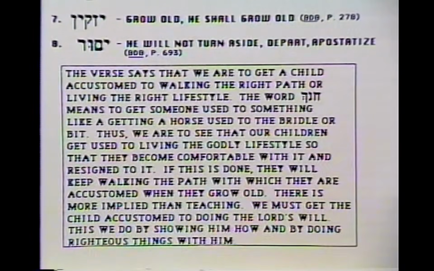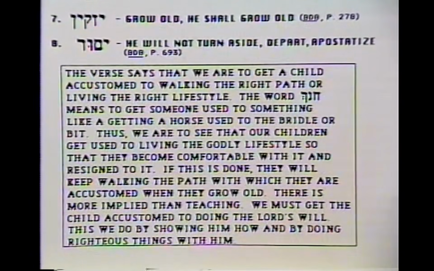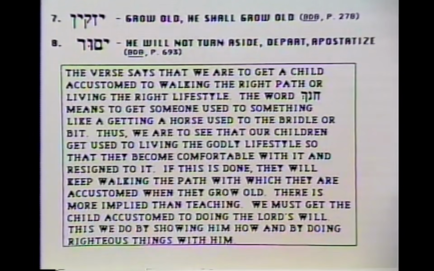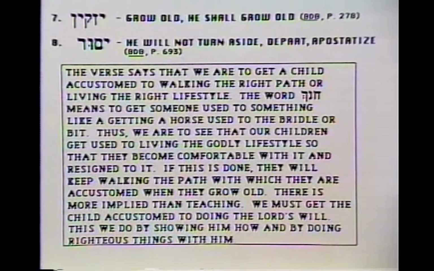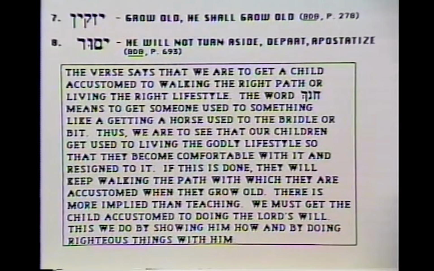or bit. Thus, we are to see that our children get used to living the godly lifestyle so that they become comfortable with it and resign to it. If this is done, they will keep walking the path with which they are accustomed when they grow old. There is more implied than teaching. We must get the child accustomed to doing the Lord's will. This we do by showing him how and by doing righteous things with him. All right, so that's all part of the word to train or to dedicate or make experience.